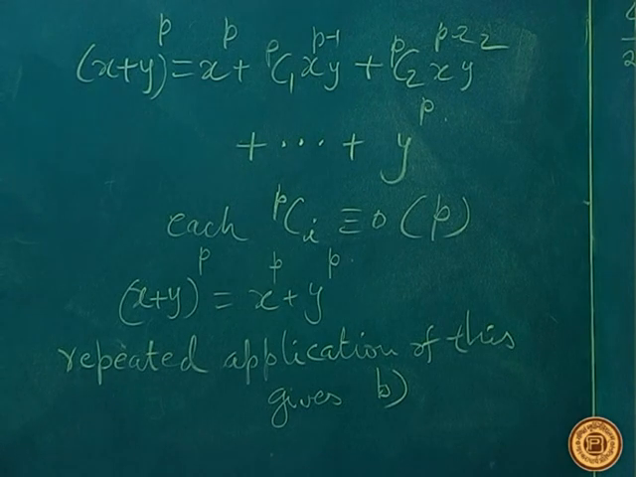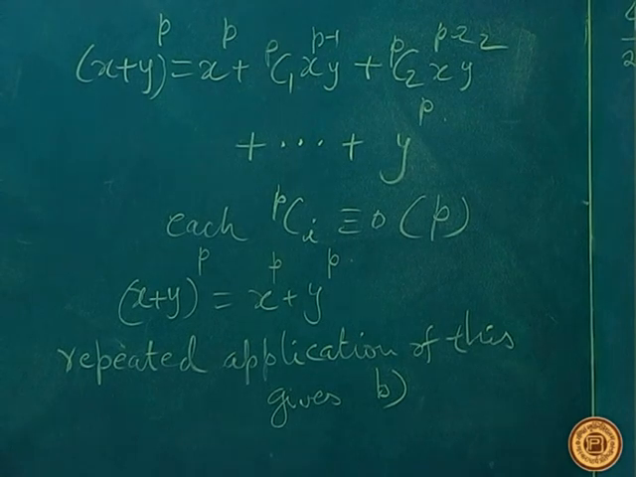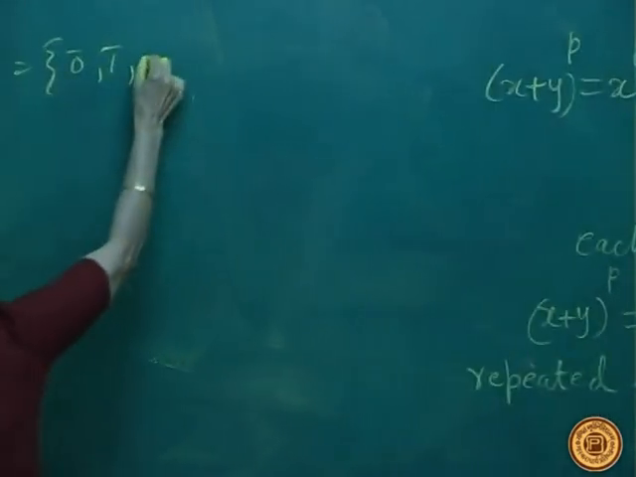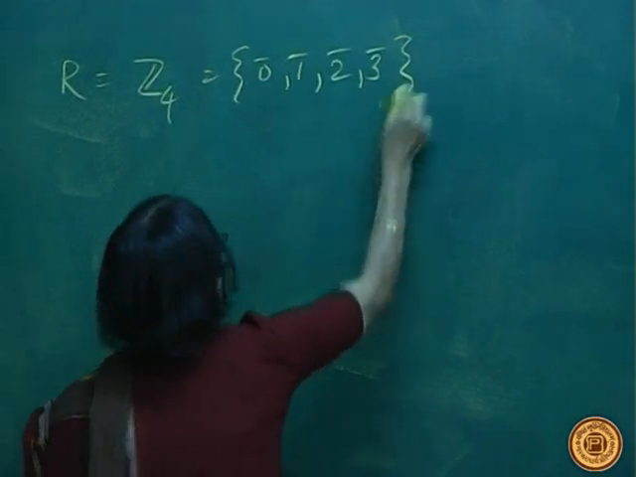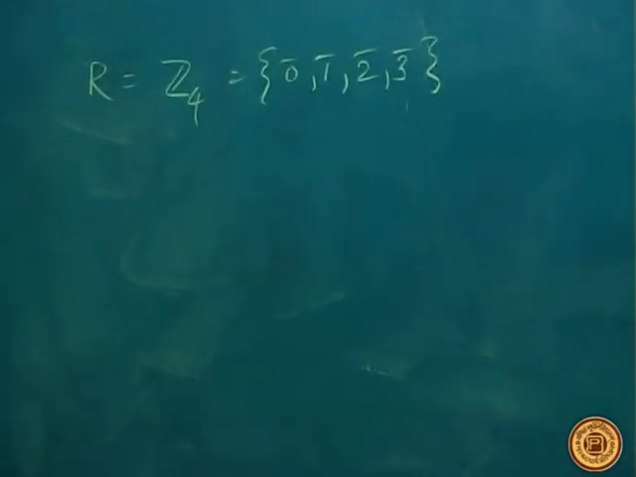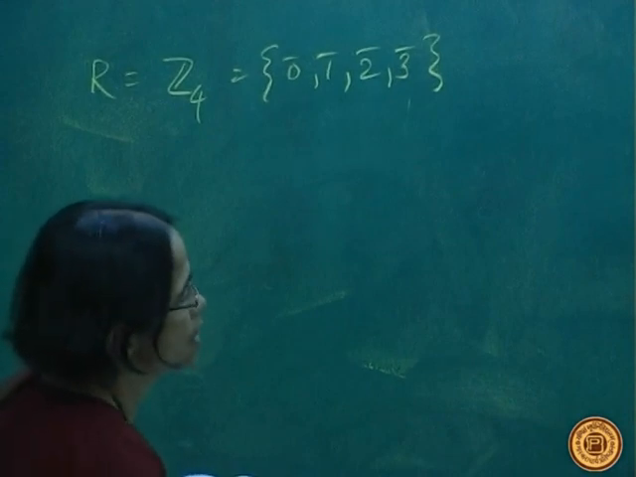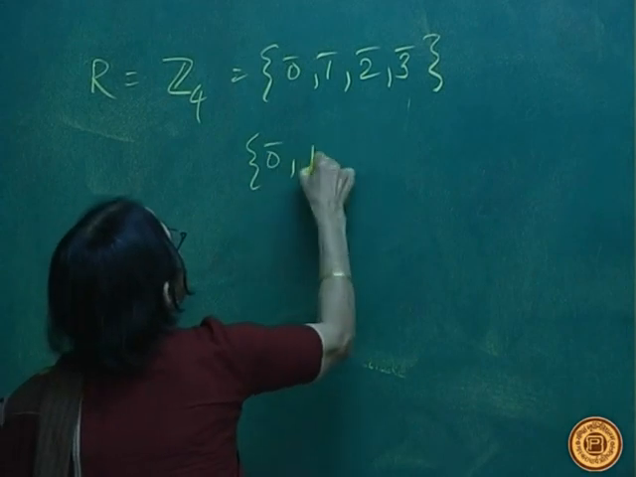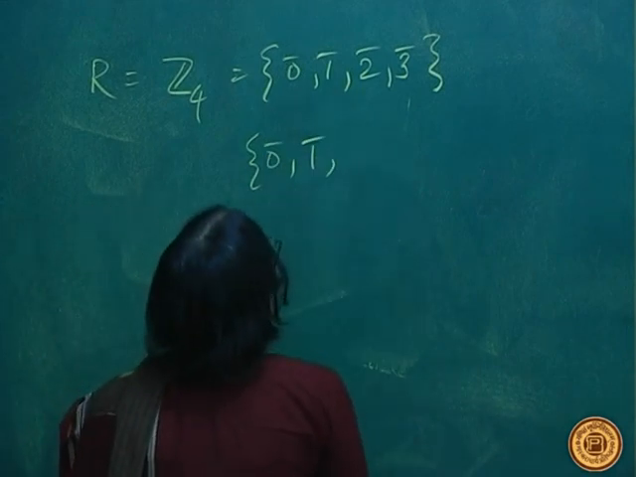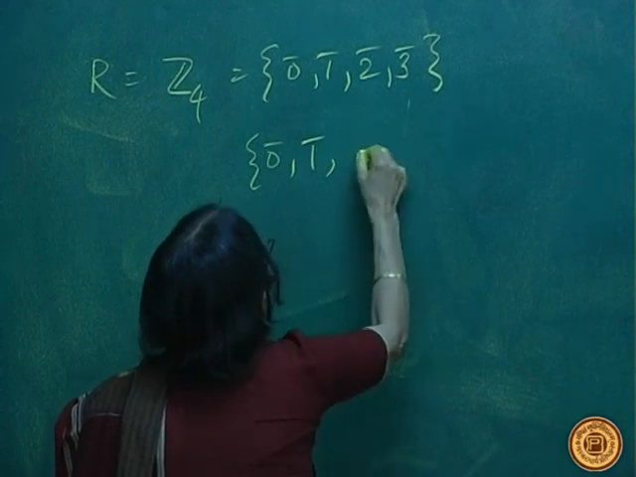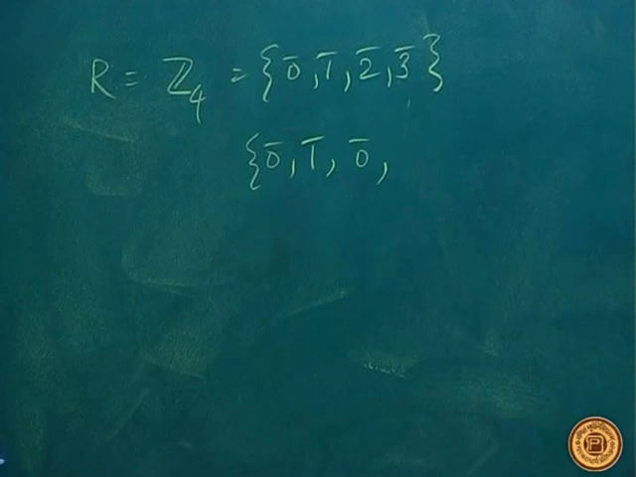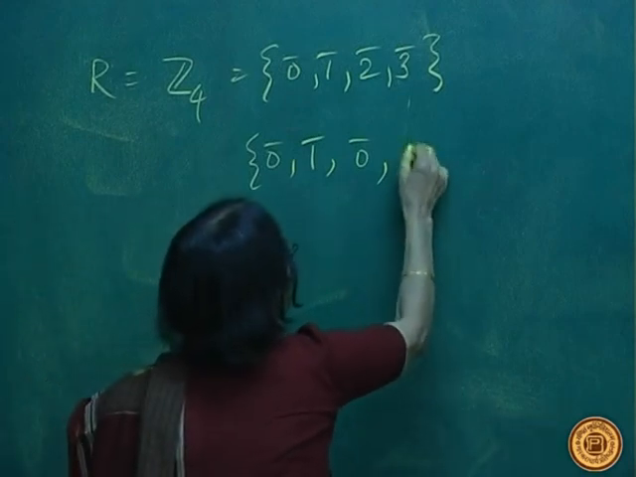A ring of characteristic 4. So what do we take the ring as? Z4: 0 bar, 1 bar, 2 bar, 3 bar. We want fourth powers now. So what are the fourth powers? Fourth powers are 0, 1, then the fourth power of 2: 2 raised to 4 is 16, that is 0. And 3 raised to 4 is 81, that is 1 again. So these are the fourth powers.